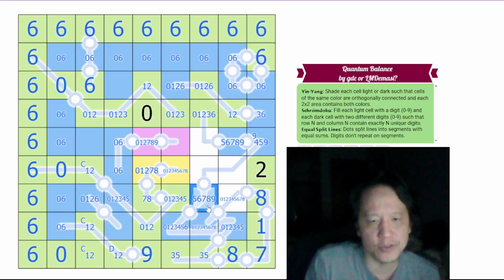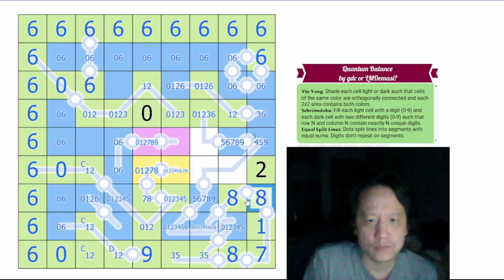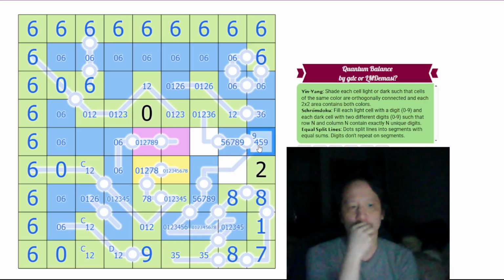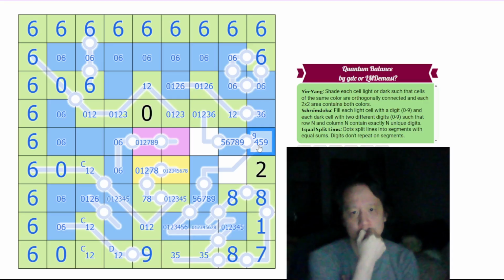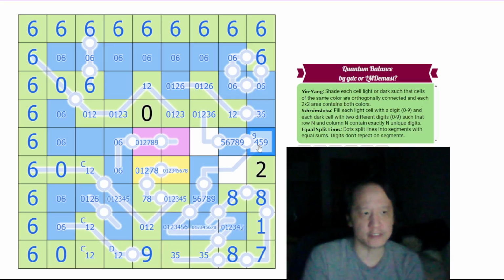So these are 3 blues in a 2x2 area, so this must be green, which makes this an 8. So this is an 8, the same. Blue must go out this way, so that's blue. So this is at minimum now 0, 1, 2, 4, and 9. Interesting. 0, 1, 2, 4 is 7, plus 9 is 16.